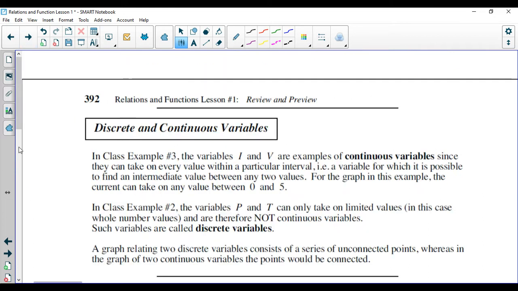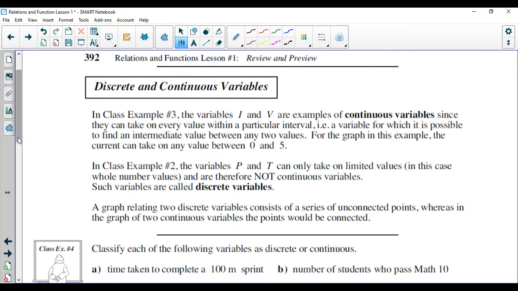Okay, last page. I was going to read this out. It says, in class example 3, the variables I and V are examples of continuous variables since they can take on every value within a particular interval. What that means is they're continuous variables because in-between values make physical sense. Okay? That's a way I would think about that.